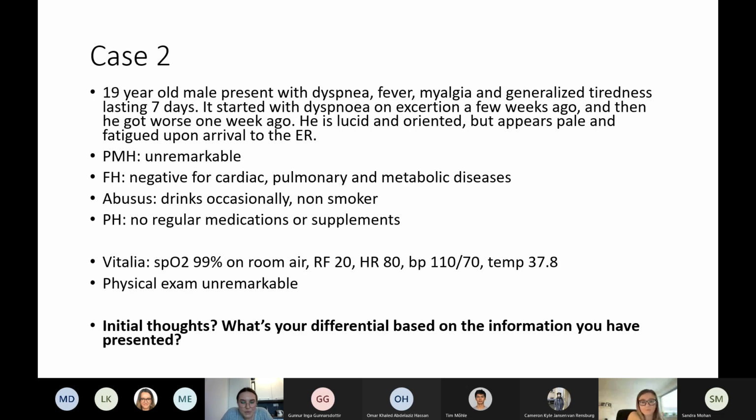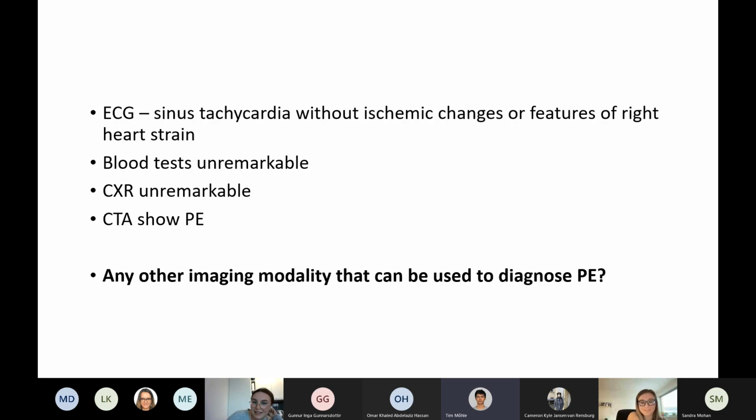embolism. Case 2, this is a bit faster. I have one more question. Can you go back one slide, please? If you say blood test unremarkable, does this include D-dimers?